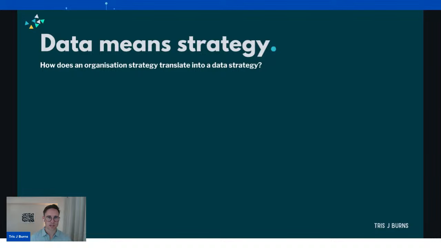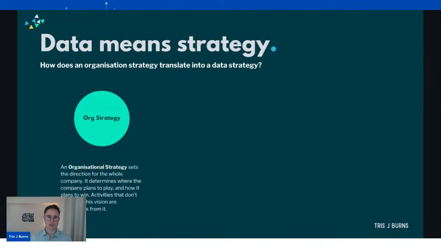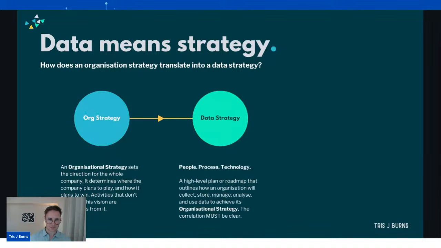Okay, how does an organizational strategy translate into a data strategy? So an organizational strategy is set. We've talked about this. This is at the top of the organization. It determines where we're going to play and how we're going to win, and the activities that we're going to do to get there. Then comes the data strategy.